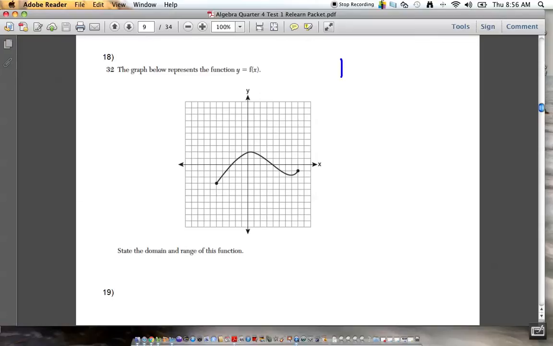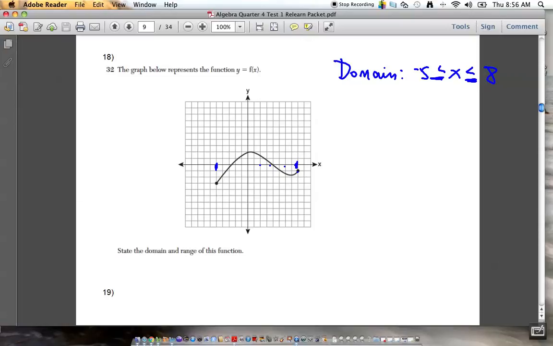Now the domain is the x value. So the domain will be between two numbers, and the x's go from here to here. And it is allowed to equal it because they're solid dots, and that's going to go from -5 to 2, 4, 6, 8. So -5 to 8, I think it's 8. 2, 4, 6, 8, yep. That would be your domain.